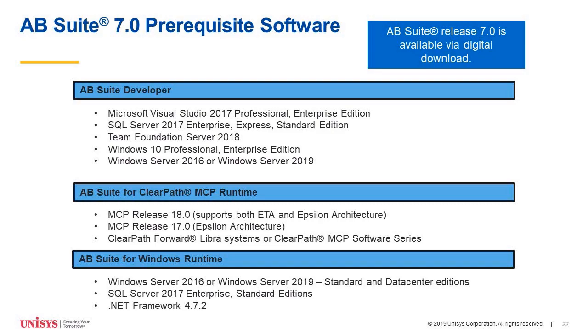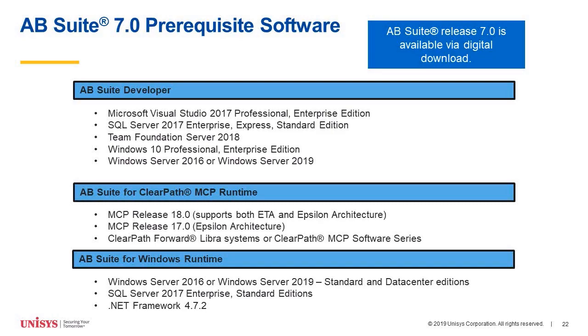We support for the AB Suite MCP runtime the MCP release 18.0, which supports both the ETA and the Epsilon architecture. And for release 17.0, we support the Epsilon architecture. And we support the ClearPath Forward Libra systems and the ClearPath MCP software series, any of these that supports MCP 18.0 or 17.0. And for the Windows runtime, we support Windows Server 2016 and 2019.